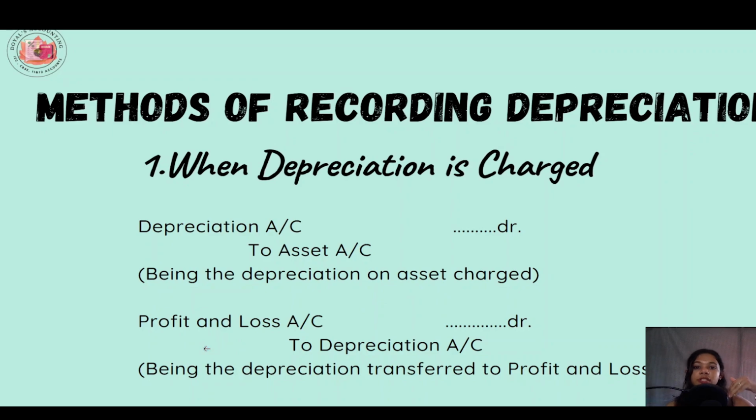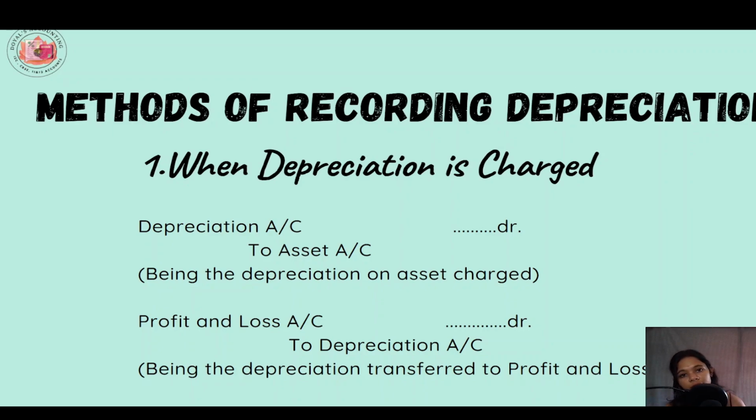And this depreciation is then transferred into profit and loss account. So profit and loss account will be debited because depreciation in nature is an expense. That is why you are going to debit your profit and loss account, and this is also in a way a closing entry. So your depreciation account you will close. That is the reason depreciation account will be credited.